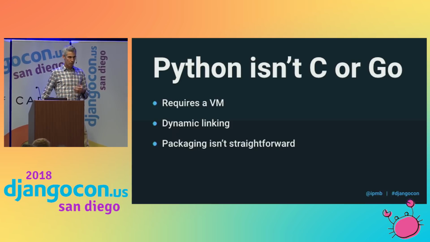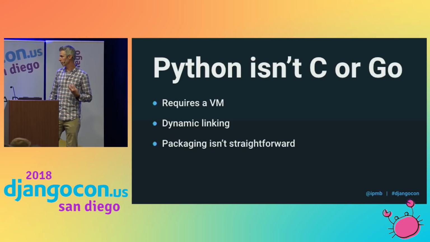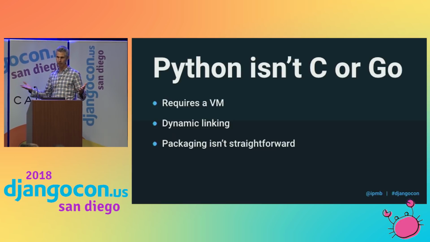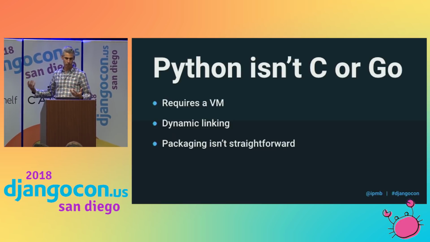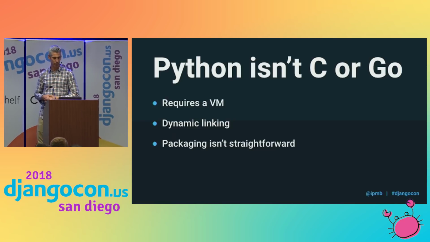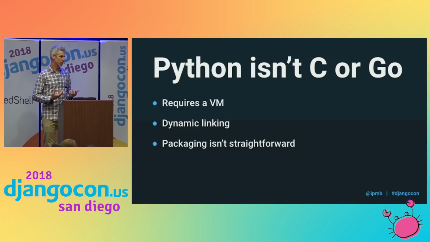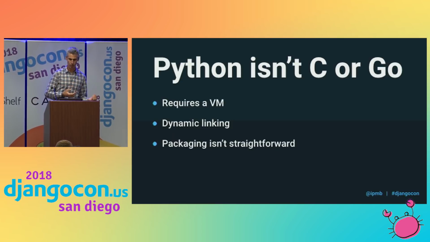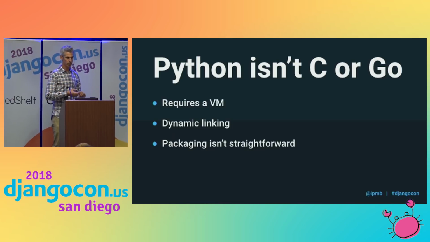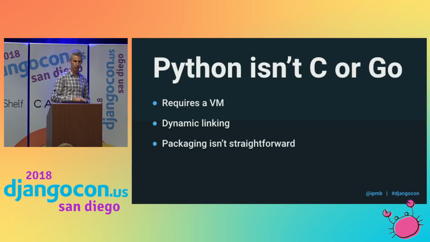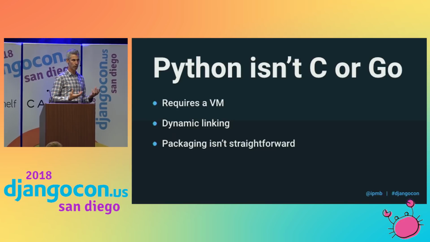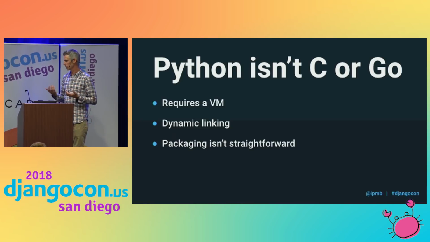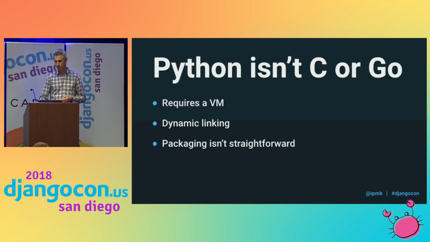But Python is not C or Go. C and Go have really good stories for doing stuff like this. Python requires a virtual machine, the Python virtual machine, to run it. You can't just run Python files without it. It uses dynamic linking, so your Python files may reference some library, and it's expecting to find those libraries in your global system. And packaging isn't straightforward. There's no obvious solution to, I want a single file that is my Django project or my Python project, and I want to run it.